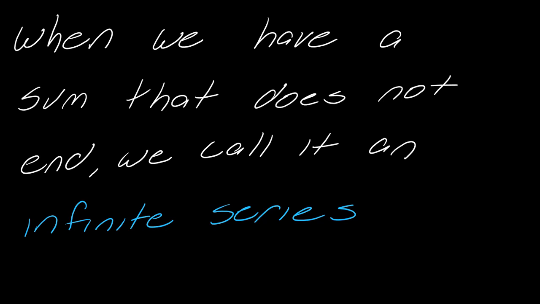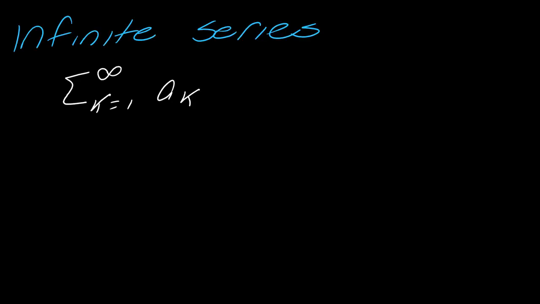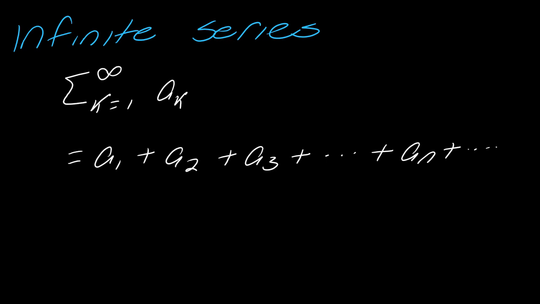Now, when we have a sum that does not end, so far we've just been looking at finite sums. When the sum doesn't end, we call that an infinite series. The infinite series uses the same index notation, but instead of having an n here, we put an infinity symbol. This indicates that I am going to continue this on forever. But depending on what the partial sums look like, some of these infinite series may actually converge to a particular number.